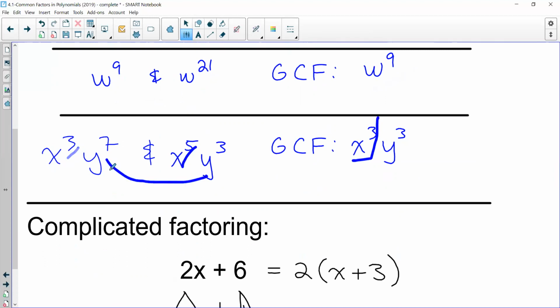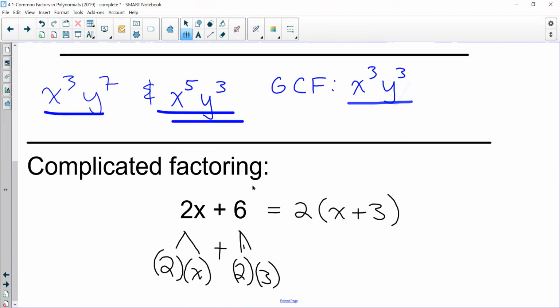And then the lowest between the y terms, which is a 3, so y cubed. So this entire expression is the greatest common factor for those two different expressions. Some more complex factoring involves taking a look at this situation.